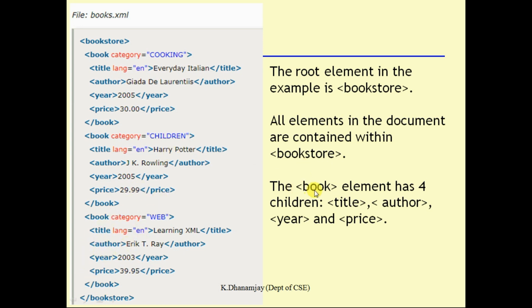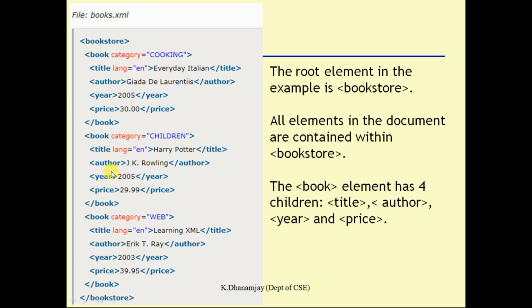So here the book element has 4 children: title, author, year, price. Here title, author, year, price. The book is nothing but an element. This is a parent element, consider. Can we say like that? Yeah, this is the root element, this is a parent element, these are all children. Okay, another parent element which has other children, like that.